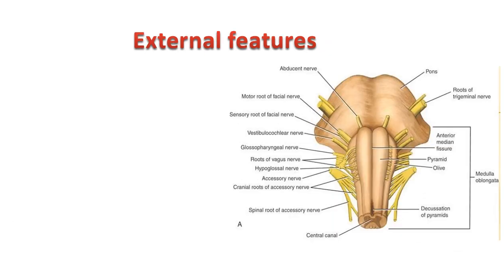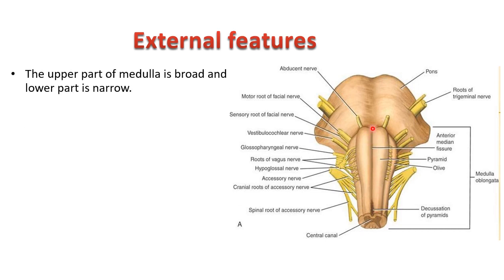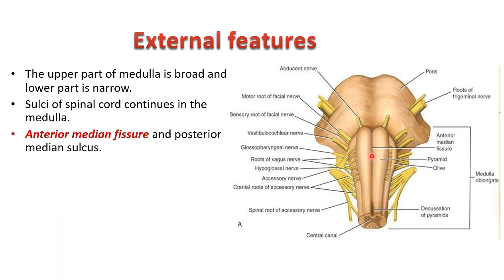Okay, so now coming to the external features, most of the features resemble that of the spinal cord. So the anterior median fissure you are able to see, which we also saw in the spinal cord, the same fissure, which you are able to appreciate in the anterior or ventral aspect of the medulla. Then you also see the posterolateral sulcus and the posterior median sulcus behind, that we will see in the posterior aspect in the next slide.